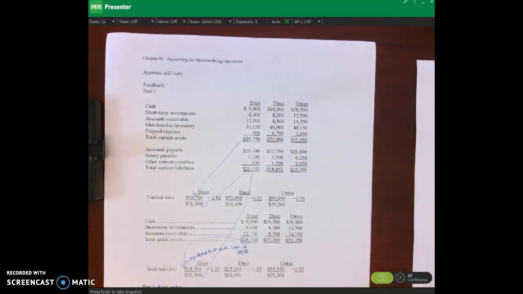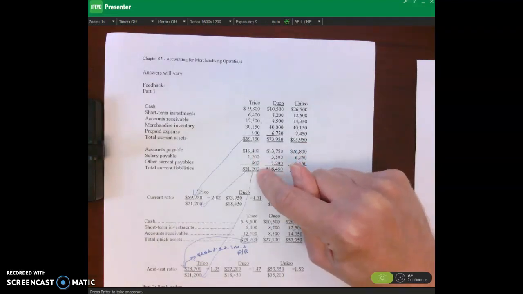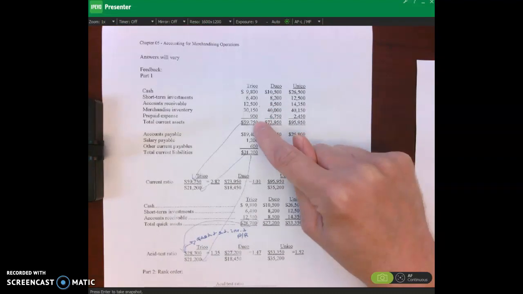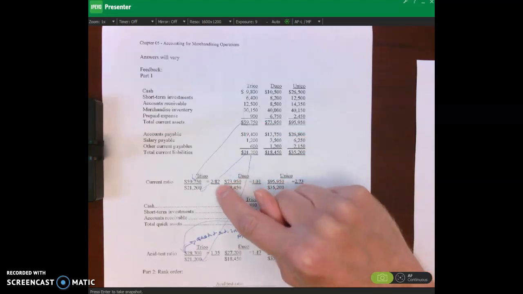And our liabilities are just our accounts payable, salaries payable, and other payables. So our total current liabilities are $21,200. Total current assets of $59,750 divided by total current liabilities of $21,200 gives us 2.82 as our current ratio.